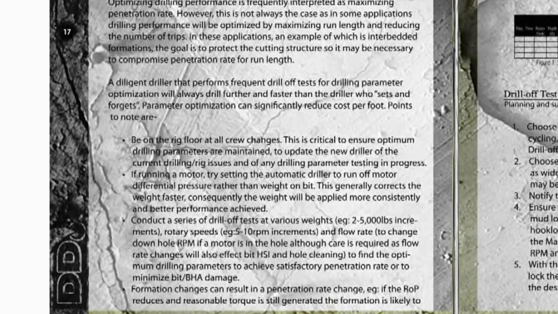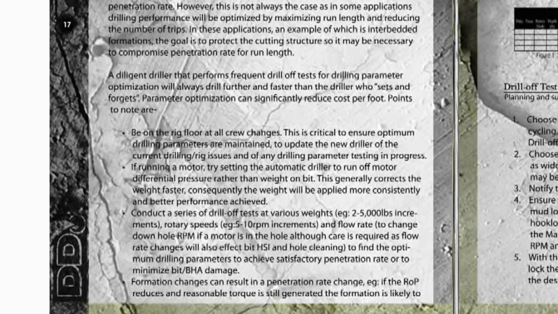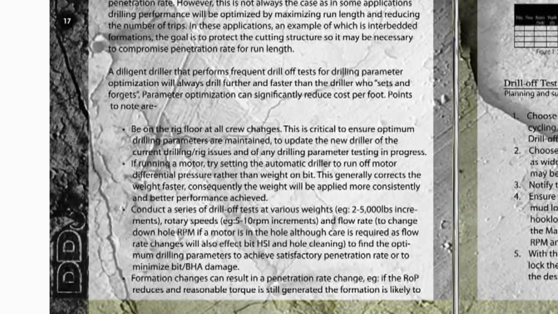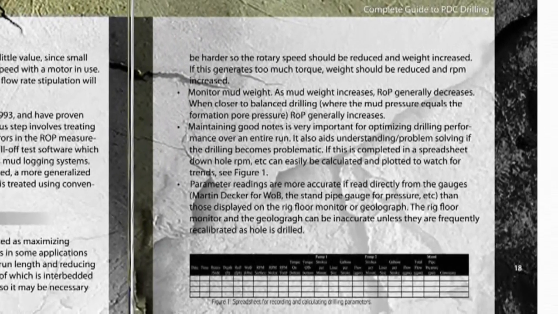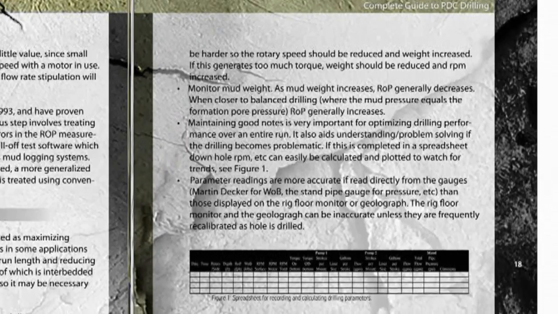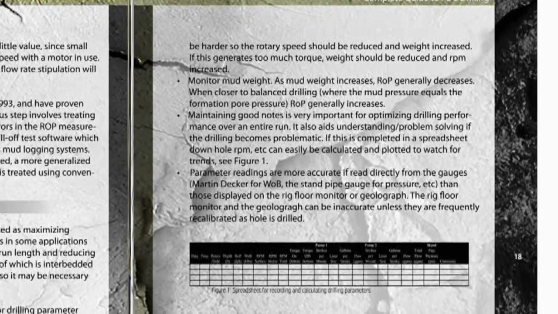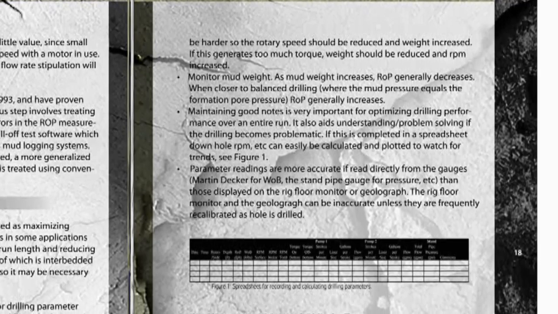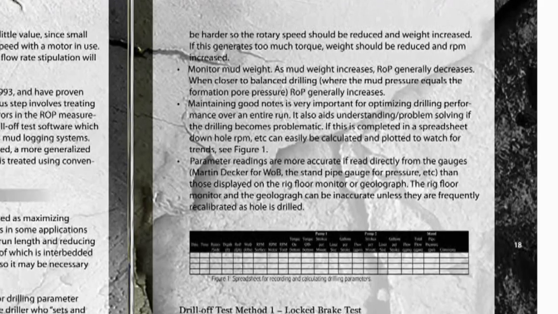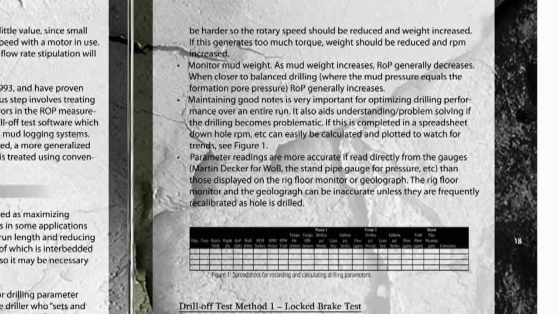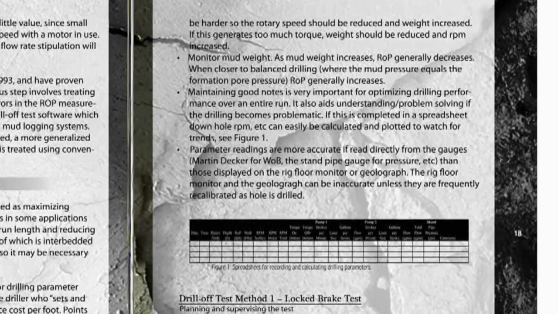Formation changes can result in a penetration rate change. For example, if the ROP reduces and reasonable torque is still generated, the formation is likely to be harder, so the rotary speed should be reduced and weight increased. If this generates too much torque, weight should be reduced and RPM increased. Monitor mud weight. As mud weight increases, ROP generally decreases. When closer to balanced drilling, where the mud pressure equals the formation pore pressure, ROP generally increases.